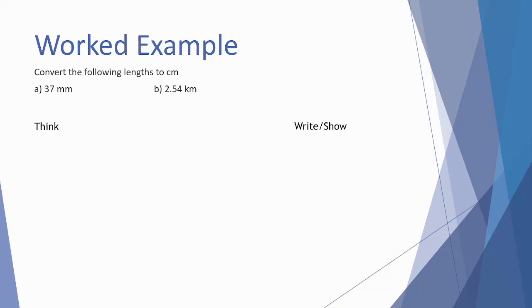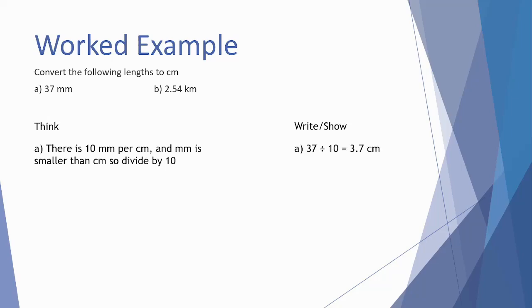For this one, we're going to convert the following lengths to centimeters. We have 37 millimeters and we have 2.54 kilometers. On the left, I have my thinking, and on my right, I have what I will write down to show my teacher that I understand this. For the first one, we know that there are 10 millimeters per centimeter. And we know that millimeters are smaller than centimeters, so we're going to divide by that 10. And that gives us 37 divided by 10 equals 3.7 centimeters.